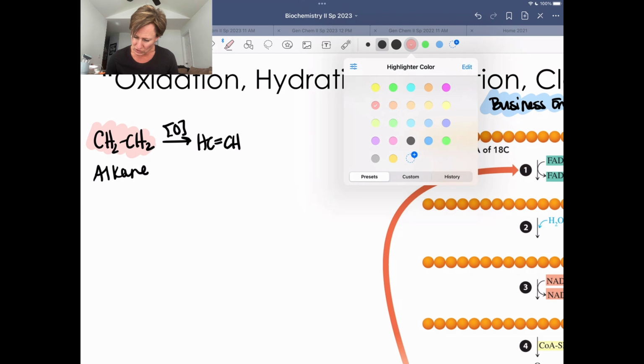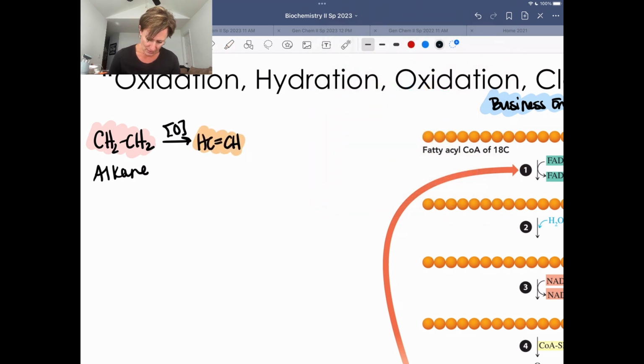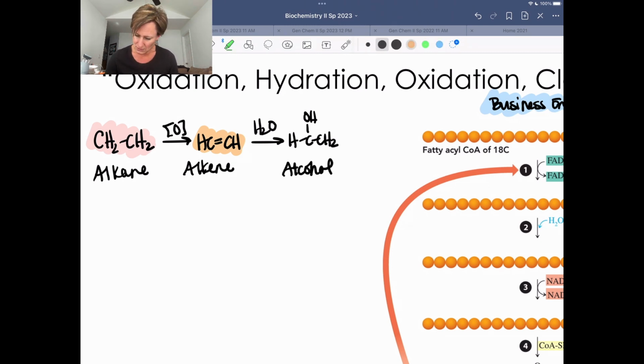That was our guy in orange here. Alkene. We do hydration. We're going to hydrate that alkene. We get an alcohol. That was in orange here. I'm sorry, in yellow to get to our alcohol. And then finally we do another oxidation step and we get to our ketone.